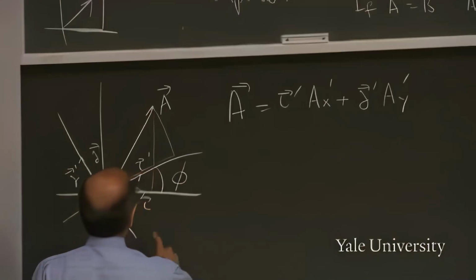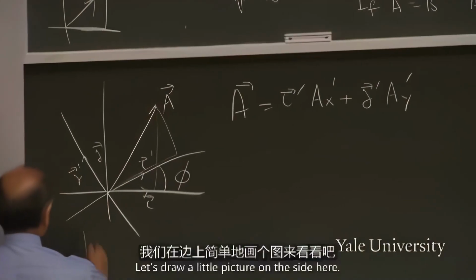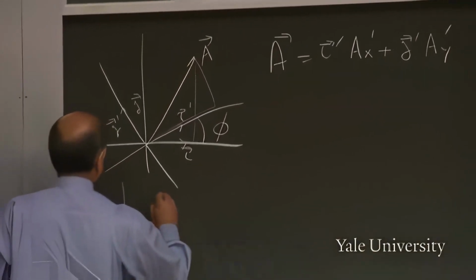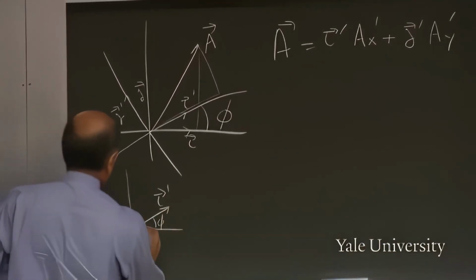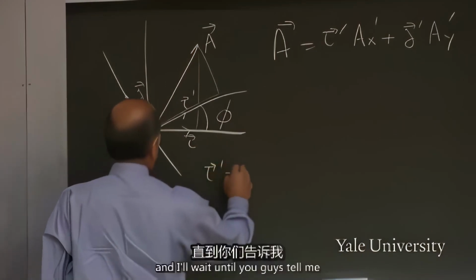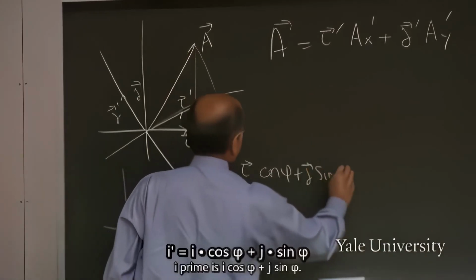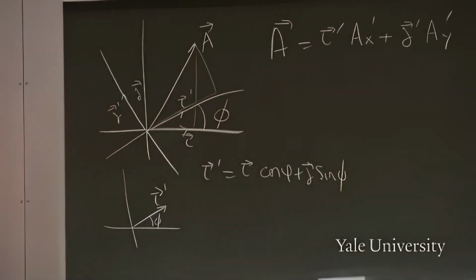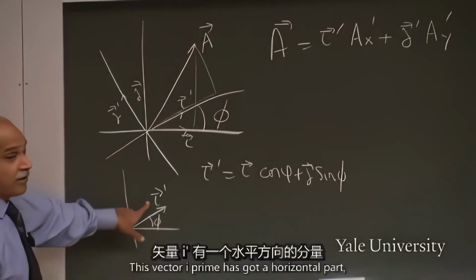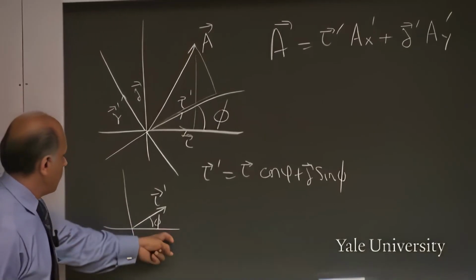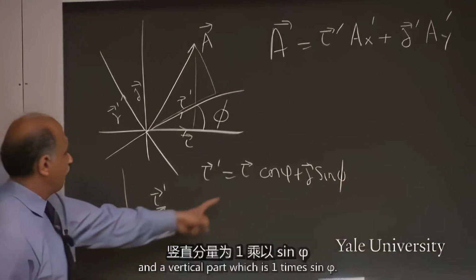Well, for that, what do you need? You need to know what i prime is in terms of i and j. So let's draw a little picture on the side here. This is i prime. It's got length 1. It's at an angle phi. So I'm going to write something, and I'll wait till you tell me you're comfortable with this. i prime is i cosine phi plus j sine phi. There should not be anybody in this room who is mystified by this statement. This vector i prime has a horizontal part, which is its length, 1, times cosine phi, and a vertical part, which is 1 times sine phi.